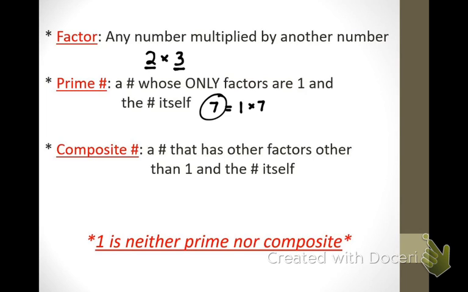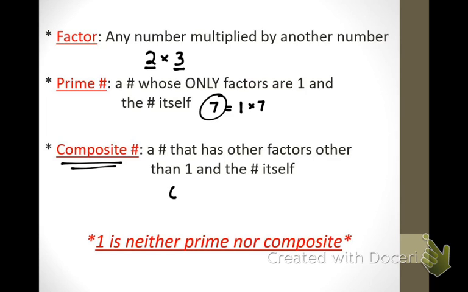Let's look at the next one, composite. When I think about the word composite, I think about the word complicated, okay? This becomes more complicated because there's a lot of numbers involved. Read me what a composite number definition is. A number that has other factors other than 1 and the number itself, okay?